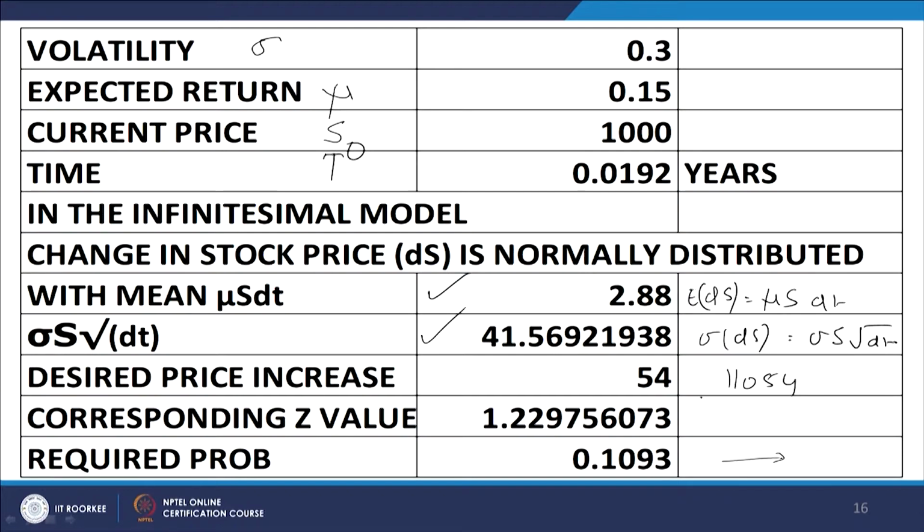This value is obtained as the standard process, (x minus x bar) or (x minus mu) divided by sigma, where mu is the mean. Mu in our case is 2.88 and the standard deviation here is 41.57. So, you have to use these figures, not this sigma, but this sigma, 41.58. So, this would be the expected price increase minus 2.88 divided by 41.54, that will give you 1.22.